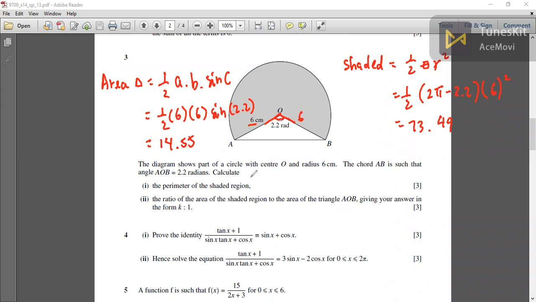So we put the ratio, the shaded one, 73.49 ratio to 14.55. Here I divide by 14.55, here also 14.55, because we want to get the ratio at the back to be 1. So we have to divide it by 14.55. So here I got 5.05 ratio to 1. Okay, that is question number 3.